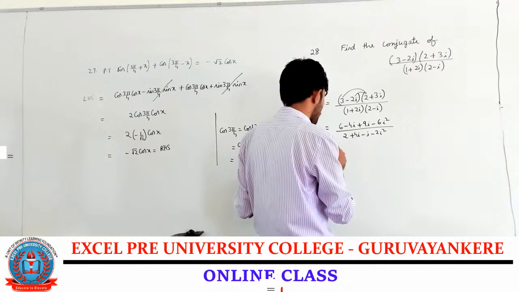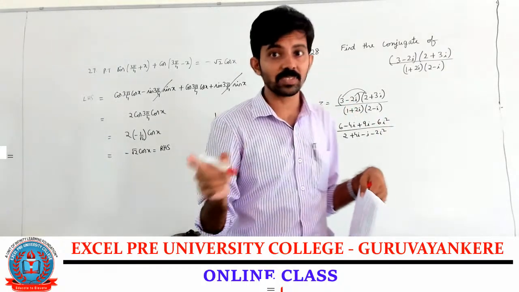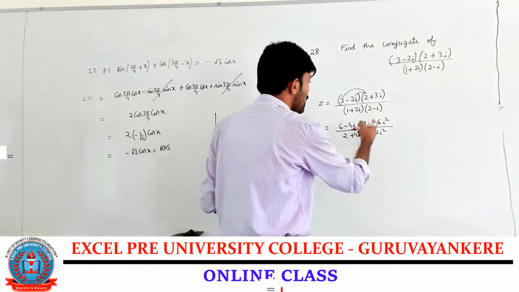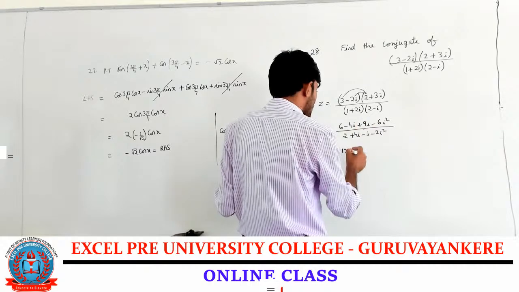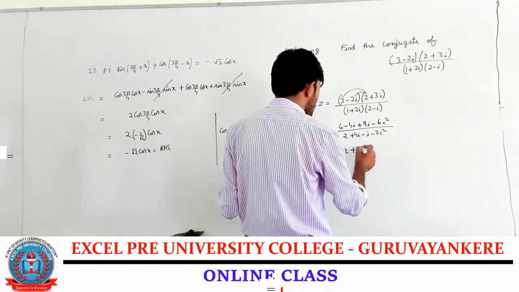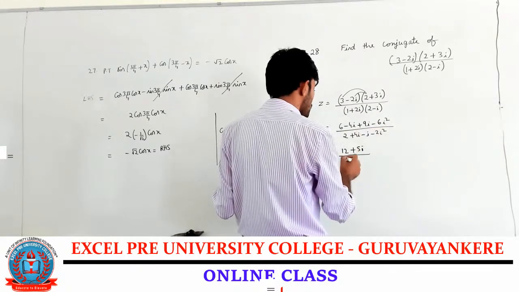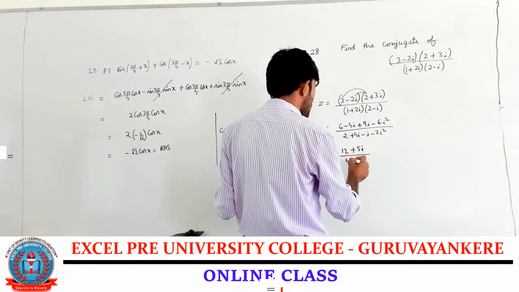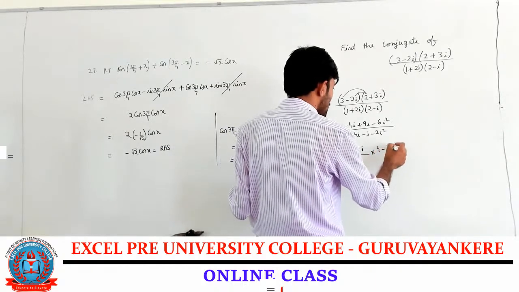i square is minus 1, right? i is root of minus 1, i square is minus 1. Minus 6i square is plus 6, so 6 plus 6 is 12, 9i minus 4i is 5i. Minus 2i square is plus 2, so 2 plus 2 is 4, 4i minus i is 3i. Multiply and divide by 4 minus 3i.